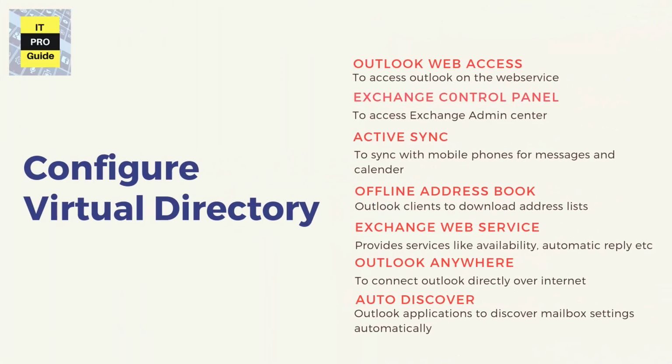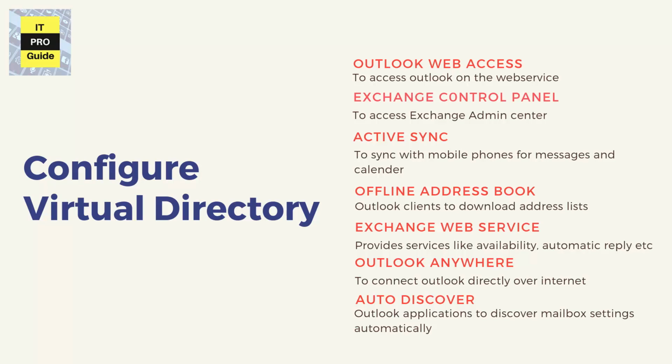Before we go to the demonstration, I would like to give you a brief about what virtual directory URLs are available. The first one is Outlook Web Access to access your email, and the second one is Exchange Control Panel, the admin console to create, configure, and manage Exchange objects. The third one is ActiveSync, which is used to synchronize phones for messages and calendars. Then the fourth one, Offline Address Book. The Outlook clients use this URL to download the address list.